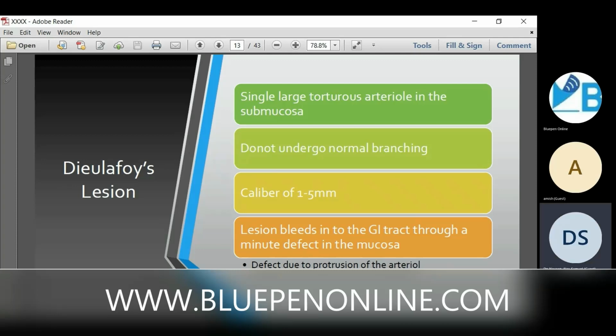They might ask you for 3 marks also: classify between Mallory-Weiss and Boerhaave syndrome. A lot of people will always get confused. So it's a sure question they'll ask you. Okay, sir. Next is Dieulafoy's lesion.